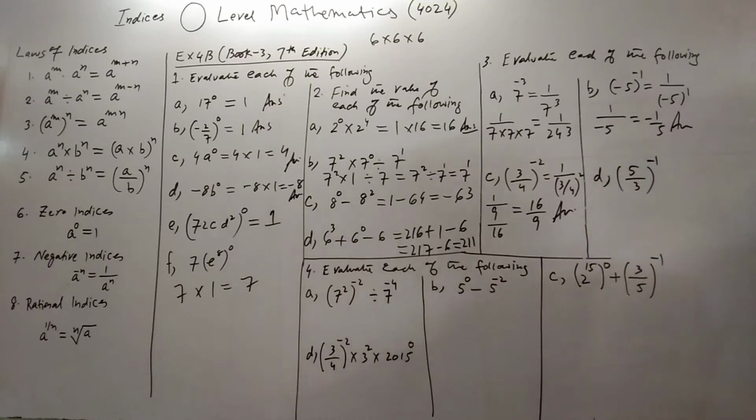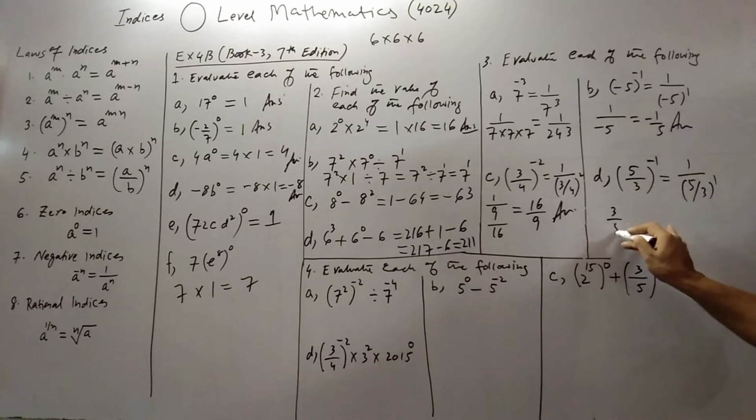Both are same. Come to part D. Part D is 5 upon 3 to the power minus 1. Again, if you see a minus sign, you just write 5 upon 3. This minus 1 becomes plus 1. And if you see a double fraction, fraction upon fraction, you convert the last denominator into numerator, which is 3 upon 5. This is your answer.